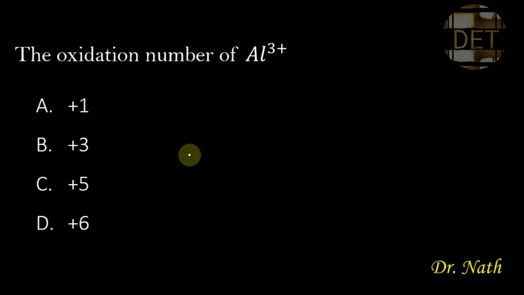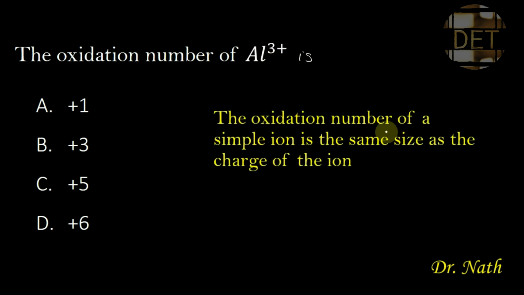So let's look at this question: the oxidation number of aluminum ion is? From rule 2, we said that the oxidation number of a simple ion is the same as the charge of the ion. So it has a charge of +3, and that makes the oxidation number +3. So option B is the correct answer.